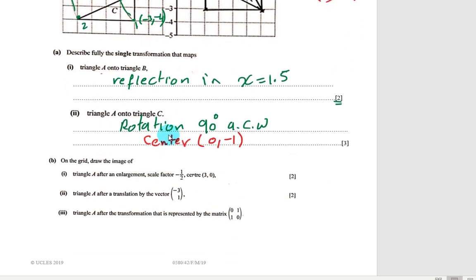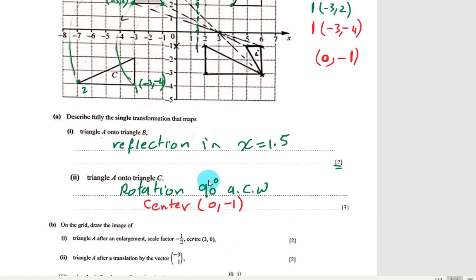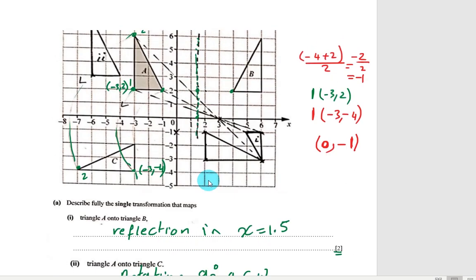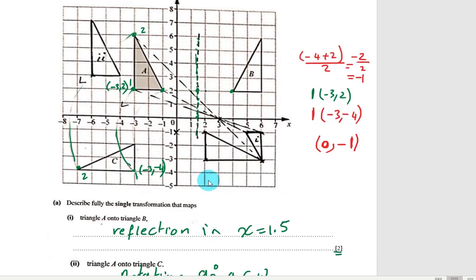Let us see another part. On the grid, draw the image of triangle A after an enlargement scale factor minus half, center 3 and 0. Center 3 and 0. We go first to the center, which is x equal to 3 and y equal to 0. So where is the center? The center is here. So this is our center.